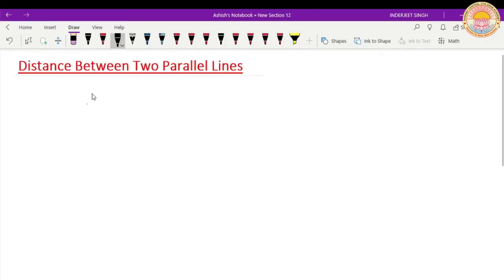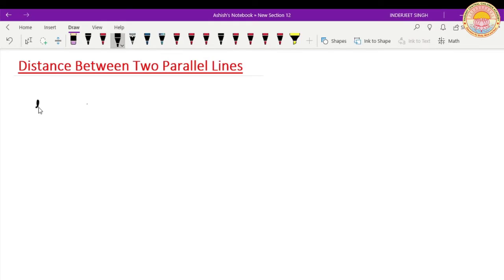Good morning, students. Today we are going to discuss the distance between two parallel lines. First we will derive a formula for the distance between two parallel lines in vector form, and then we will solve some questions on it. So let's do it.